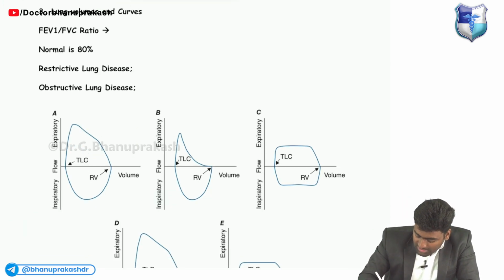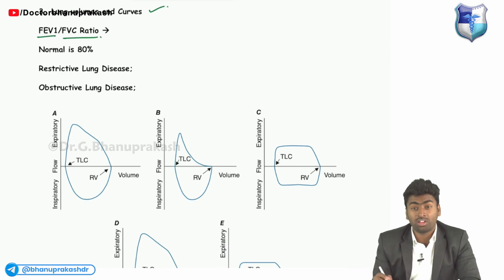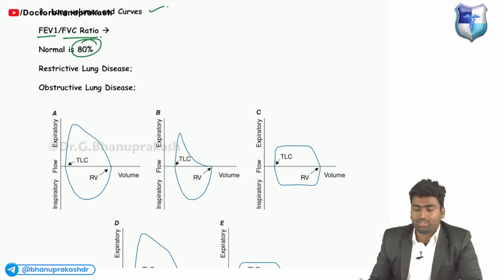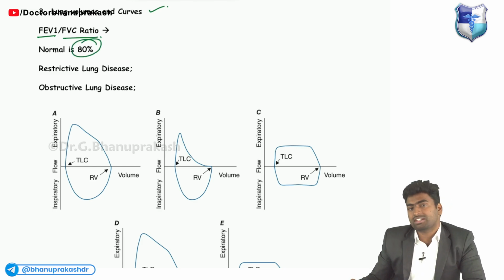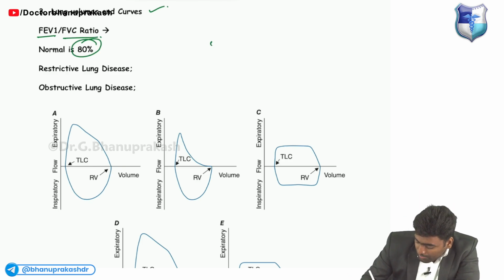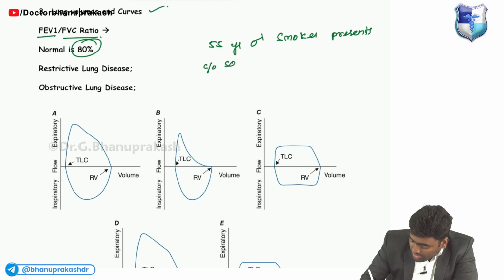About lung volumes and curves, you need to know this first ratio, which is the FEV1 by FVC ratio. If it is normal, then it should be 80%. In the question, it will be written: a 55-year-old male smoker presents with complaints of shortness of breath.